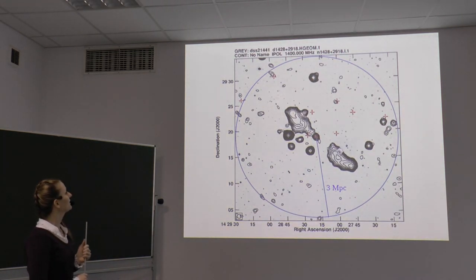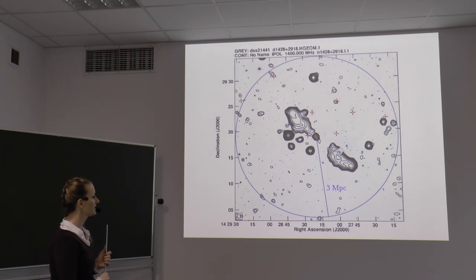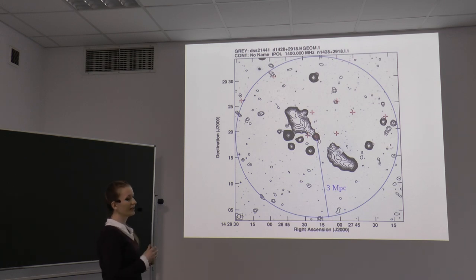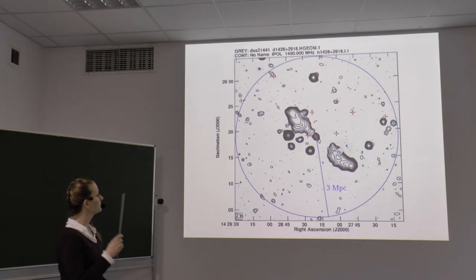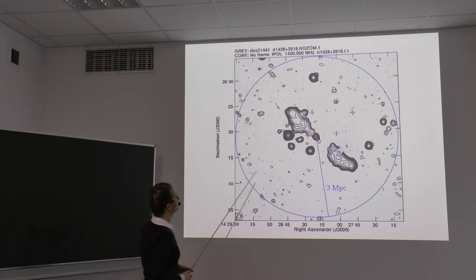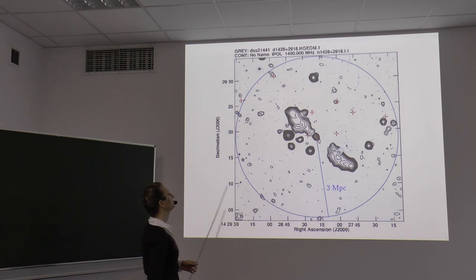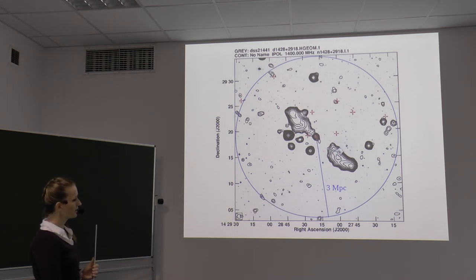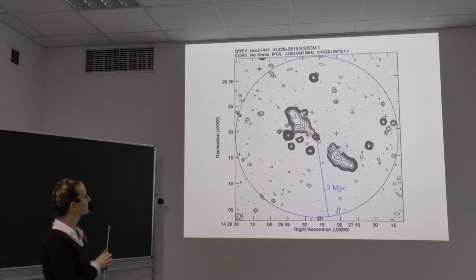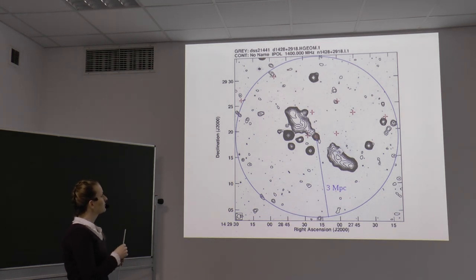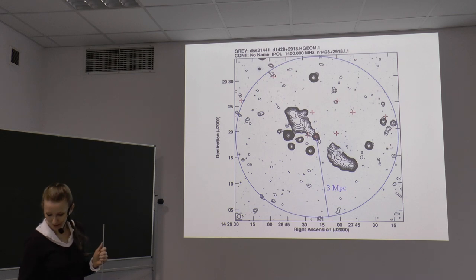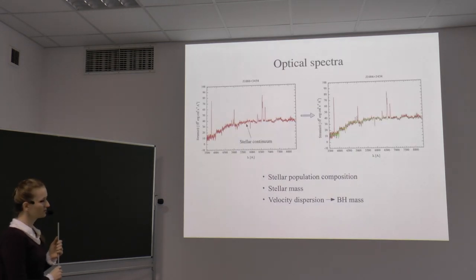So, in my analysis, I selected 41 giant radio sources for which the spectroscopic data were available, and around them I selected neighboring galaxies, which are marked as red pluses, within a radius of 3 megaparsecs around the host of the giant radio galaxy. And also all these galaxies have available optical spectra.